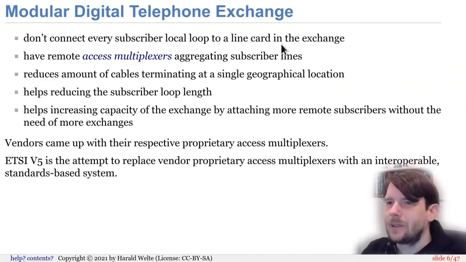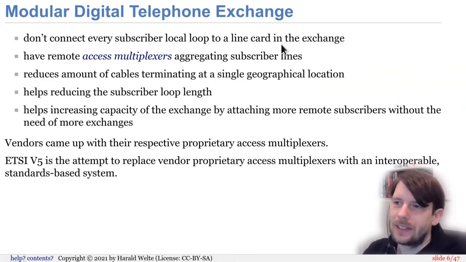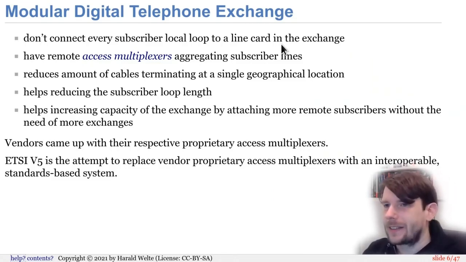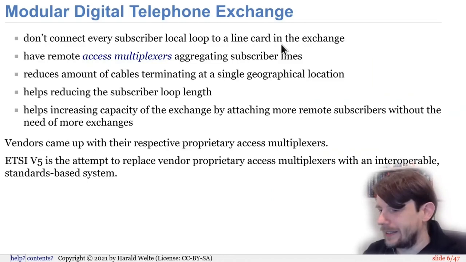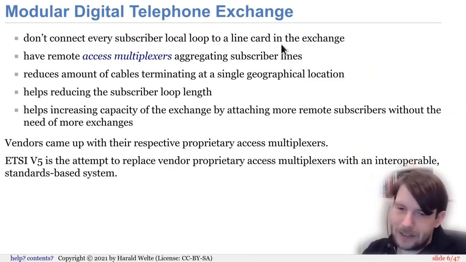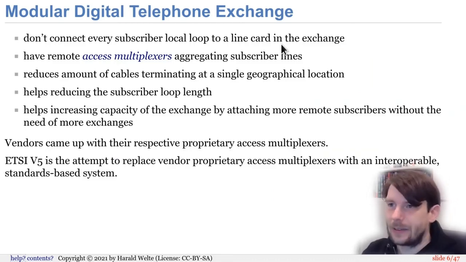So this means you reduce the amount of physical cabling that has to go into a single geographical location. It also helps to reduce the subscriber loop length. As these access multiplexers move closer to the subscriber, it means they have a shorter loop length, and you get better analog signal quality on analog subscriber lines. Also, in terms of ISDN, there's of course a maximum length of the subscriber loop, as in how far you can go between the termination on the operator side and the home of the subscriber where the line ends in the NT.